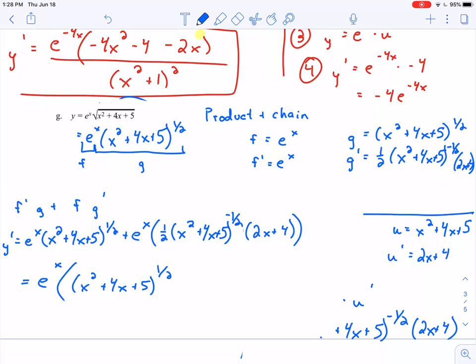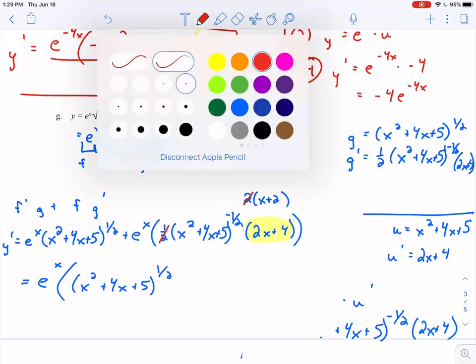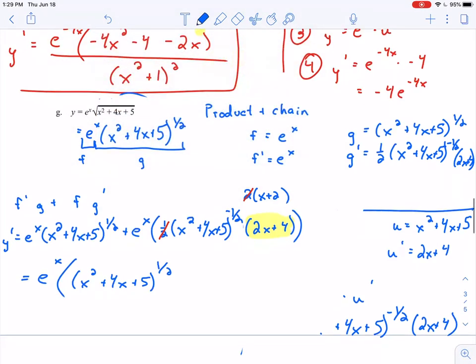I'm also going to do one quick thing with this guy right here. I'm going to rewrite 2x plus 4 as 2 times x plus 2 so that I can go ahead and cancel this guy and this guy. So let's see, what would that leave me with? That would leave me with plus x squared plus 4x plus 5 to the negative 1/2 power times x plus 2.